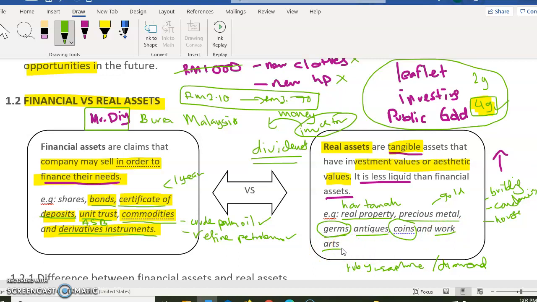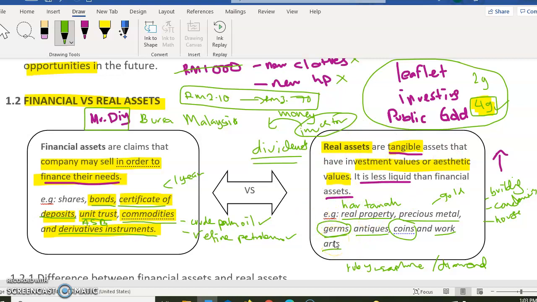Lukisan-lukisan yang especially very rare dan sangat lama, yang bersejarah dan sebagainya. And those paintings and works of art normally ada insurance, okay, because it's actually important lah untuk cover if there is any losses ataupun berlaku kecurian dan sebagainya, right? So these are what we call real assets.